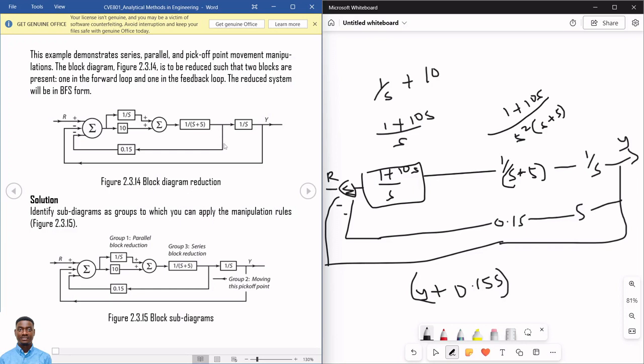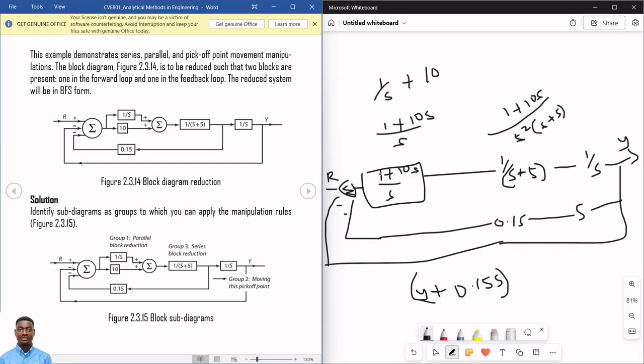So move this pick-off point over this summing junction. Once you do that, the inverse of this will appear on this return path. So with that, these three now can be treated as series. We have moved this over this summing junction. That's why s is showing up here. The inverse of this is showing up here. So these two now are in series, so that will be this times this. So s times 1 over s, so that will be s squared times s plus 5.